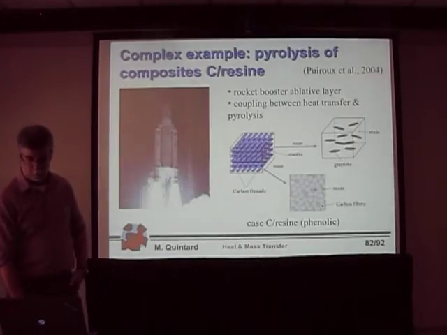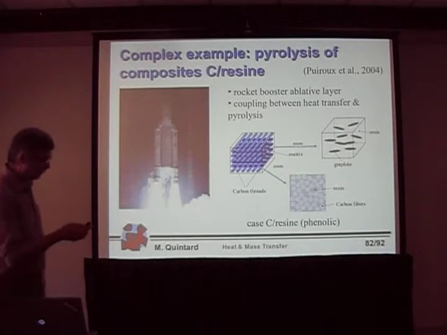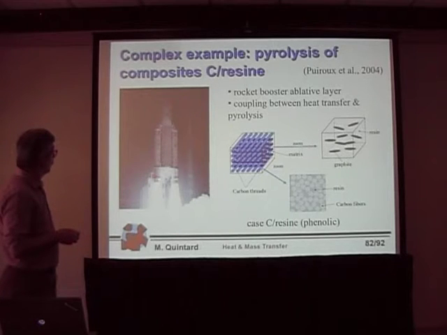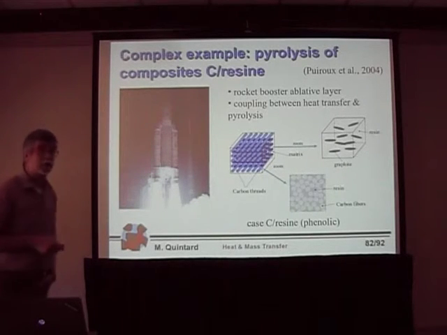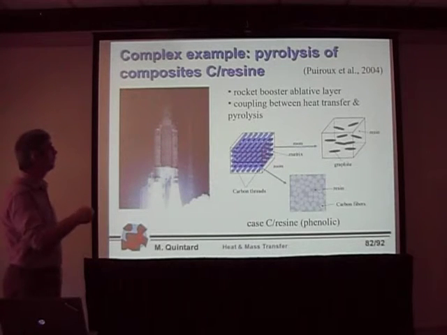Well, I believe that's the end. So I just wanted to give an illustration here of this kind of analysis. So I did a lot of work on the behavior of ablative layers for rockets. So they are made of composite materials, either carbon-carbon or carbon-resin.